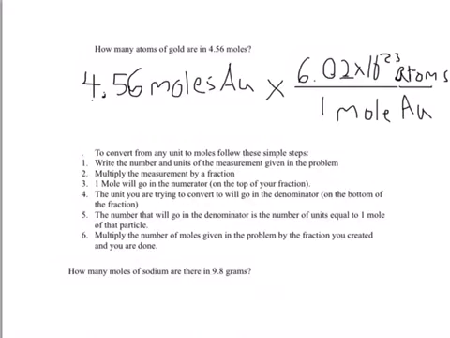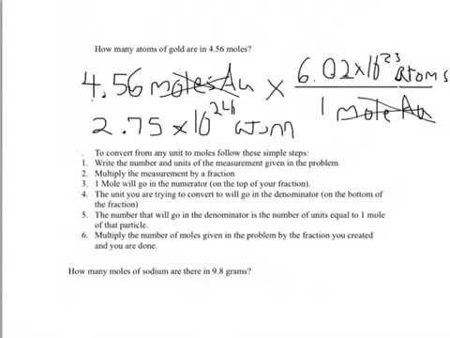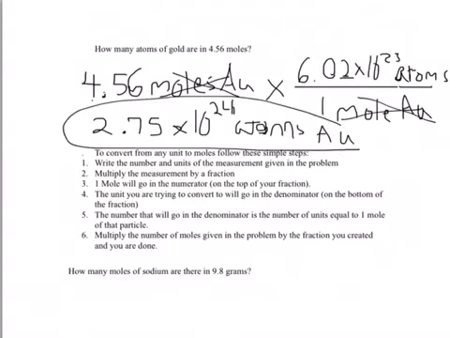Now the last step is just to multiply straight across. Moles would cancel, 4.56 times 6.02 times 10 to the 23rd. And that's going to come out to be, if I put it in my calculator, 2.75 times 10 to the 24th atoms of gold. That is my final answer.